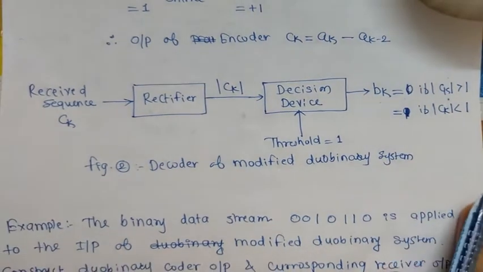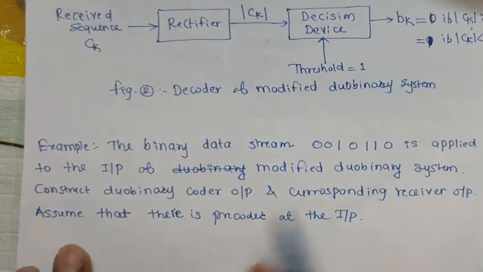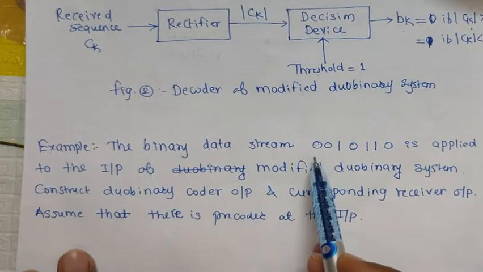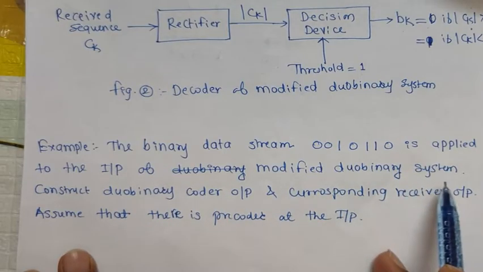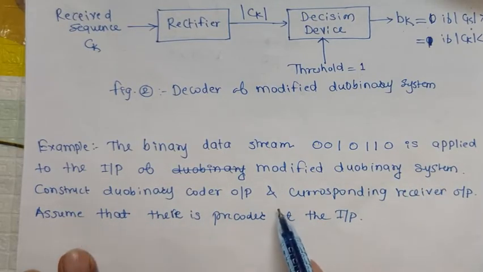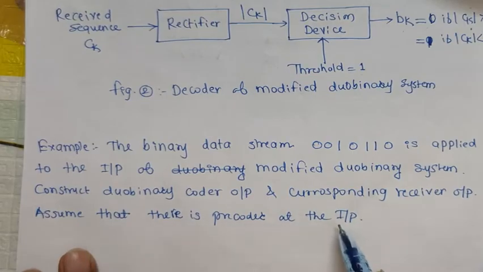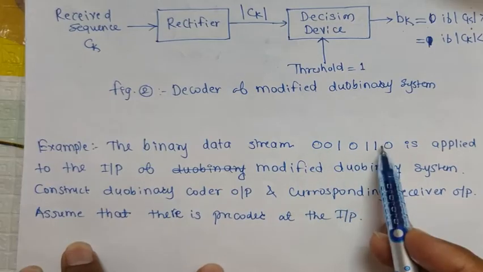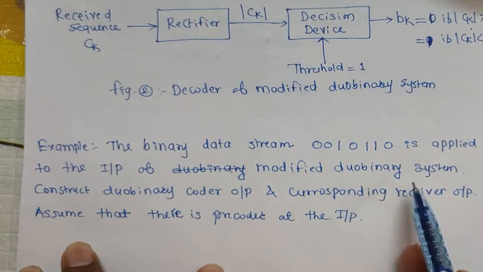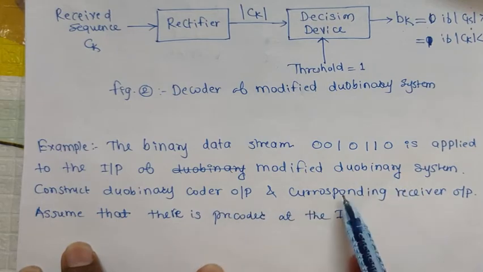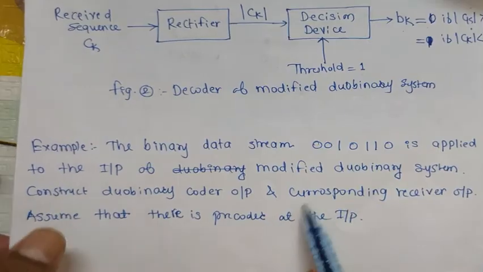Now let us look at a problem. The problem statement: the binary data stream 0010110 is applied to the input of the modified duobinary system. Construct the duobinary coder output and the corresponding receiver output. Assume that there is a precoder at the input. So for this given sequence, we need to calculate the modified duobinary encoder output and the decoded output when the precoder is available.